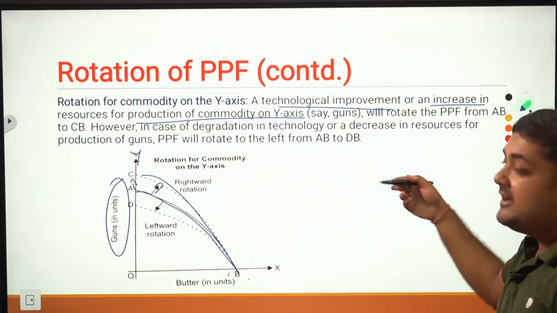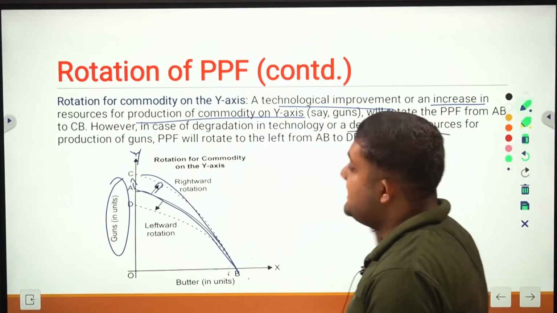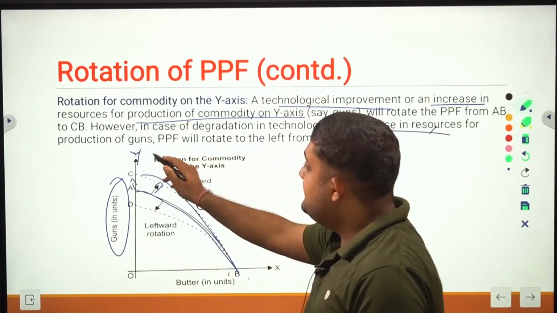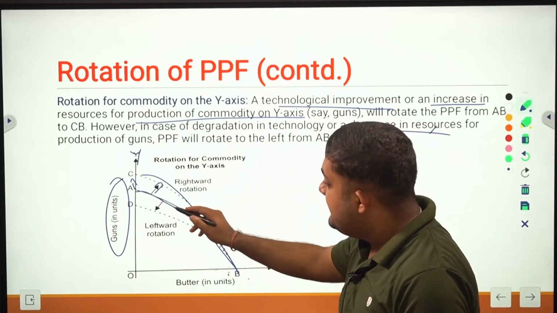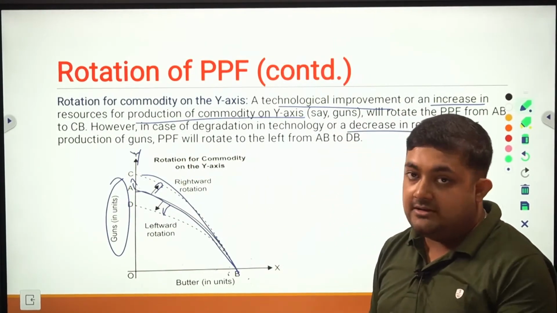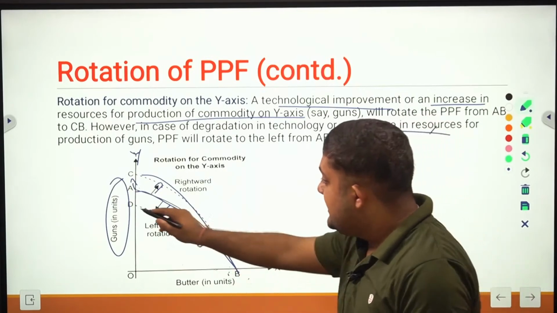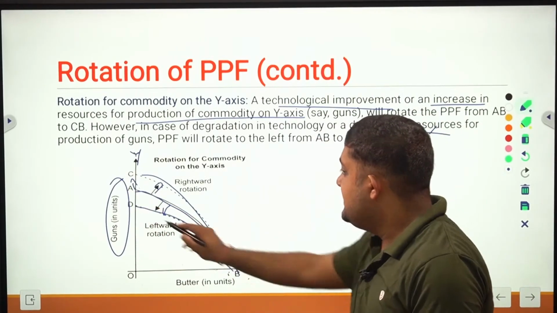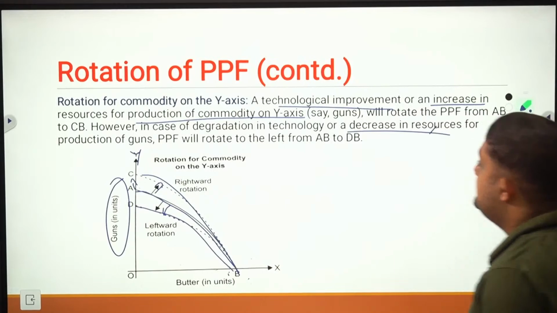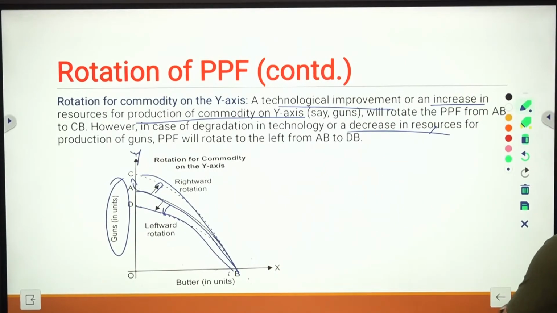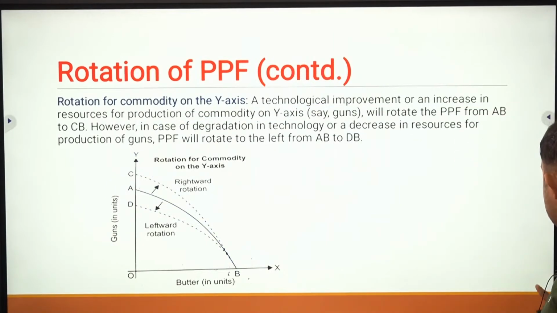And if there is any kind of decrease in resources or technological degradation, at that time our PPF will shift leftward. That will be a leftward rotation. So like here you see, this will shift to DB. Okay, so AB to DB. Yes, so this is our shift in PPF and rotation in PPF.